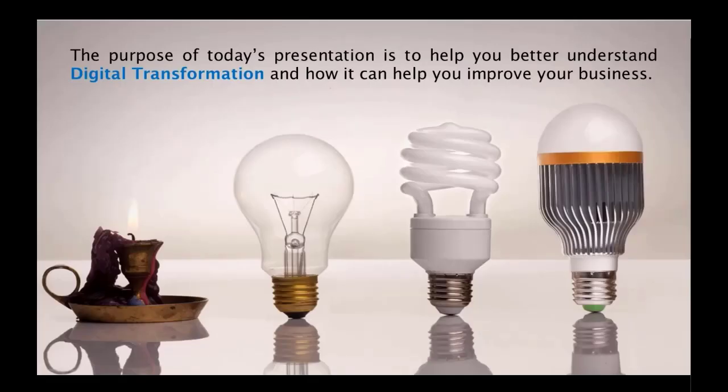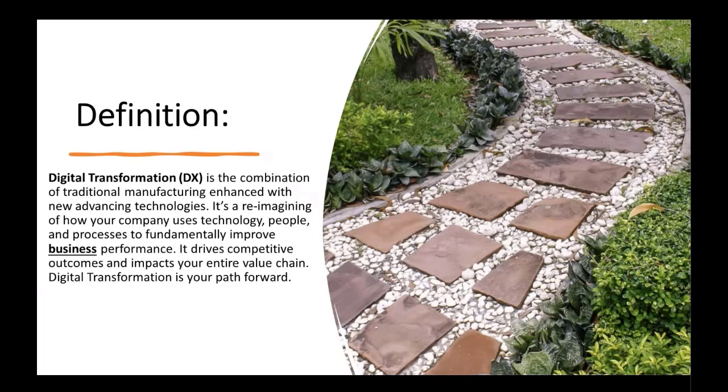The purpose of today's presentation is to help you better understand digital transformation and how it can help you improve your business. There are many different definitions of digital transformation in the workspace. Our definition is that digital transformation is the combination of traditional manufacturing enhanced with new advancing technologies. It's a reimagining of how your company uses technology, people, and processes to fundamentally improve business performance. It drives competitive outcomes and impacts your entire value chain. Digital transformation is your path forward.